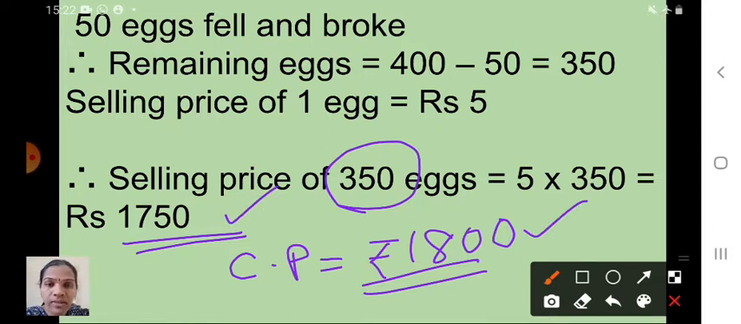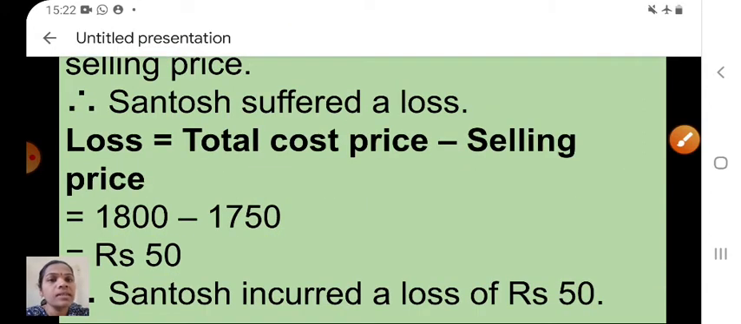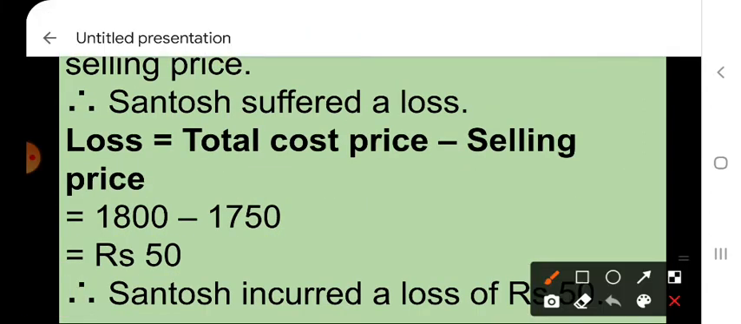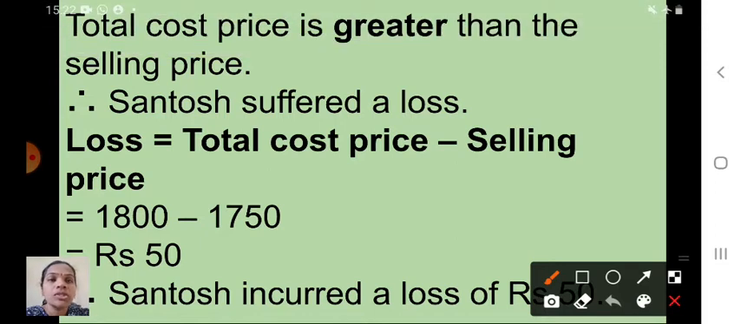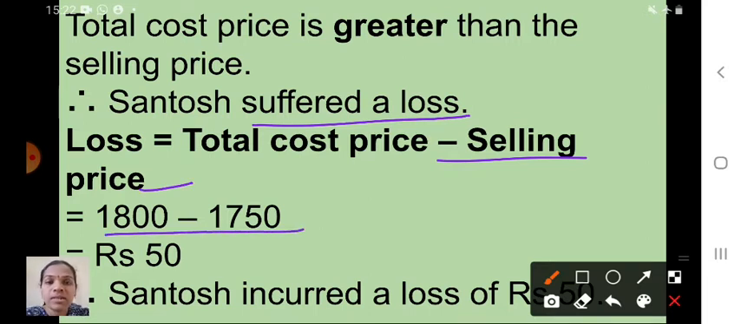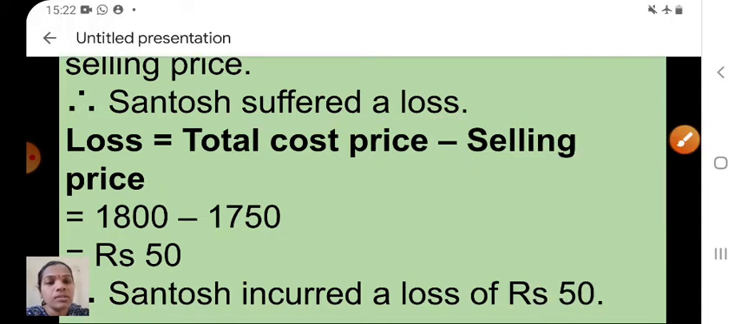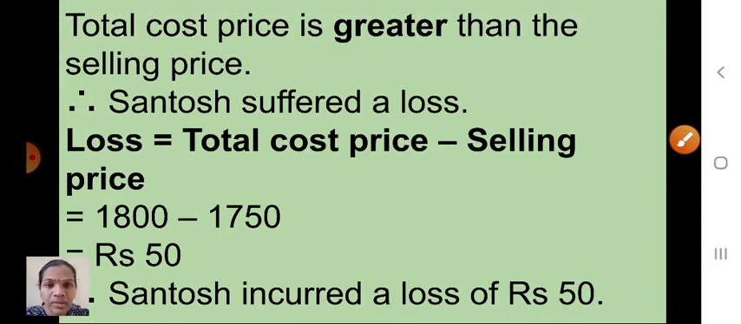So can you say now profit or loss? Yes, cost price is greater than selling price, so he made a loss. Isn't it, children? See here, next slide. Total cost price is greater than the selling price, so Santosh suffered a loss. What is the formula for loss? Total cost price minus selling price. So 1800 minus 1750 is equal to rupees 50. Understood, children? So this is your final answer. Santosh incurred a loss of rupees 50.